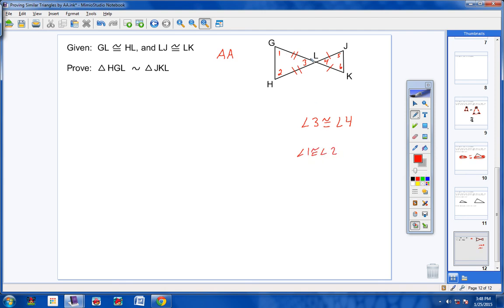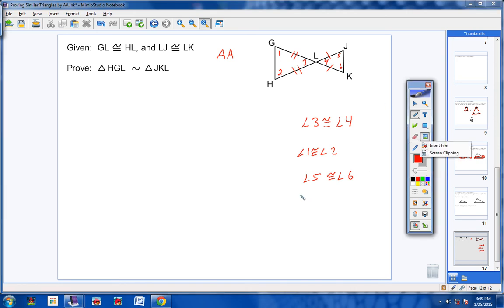Because remember, when two sides of a triangle are congruent, their opposite angles are congruent. I would also state somewhere that angles 5 and 6 are congruent, because whenever two sides of a triangle are congruent, their opposite angles are congruent. Now, after you state that in your proof, you should be able to make the connection that, because all of these add up to 180, these two angles here are going to match these two angles over here.